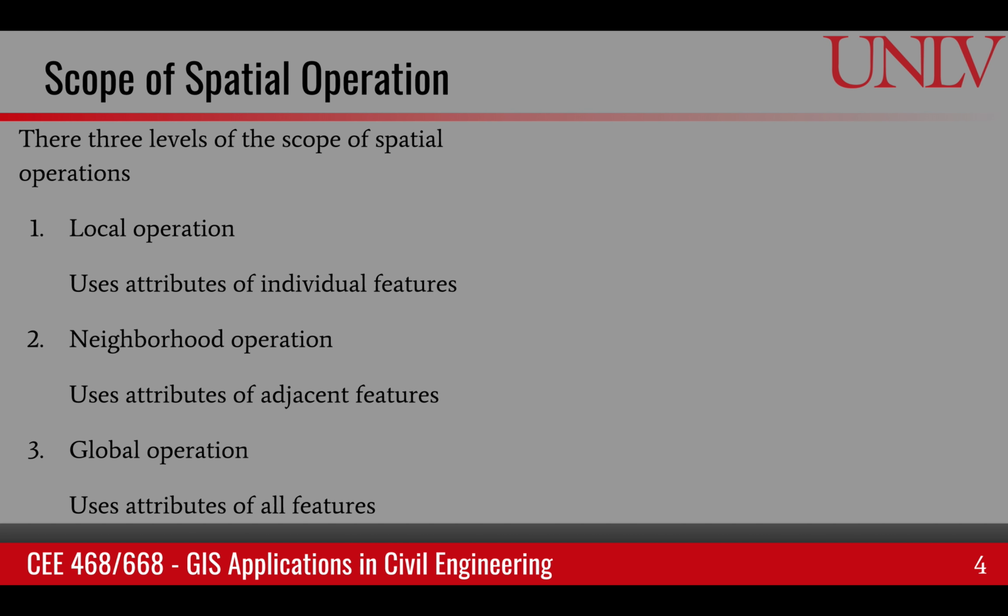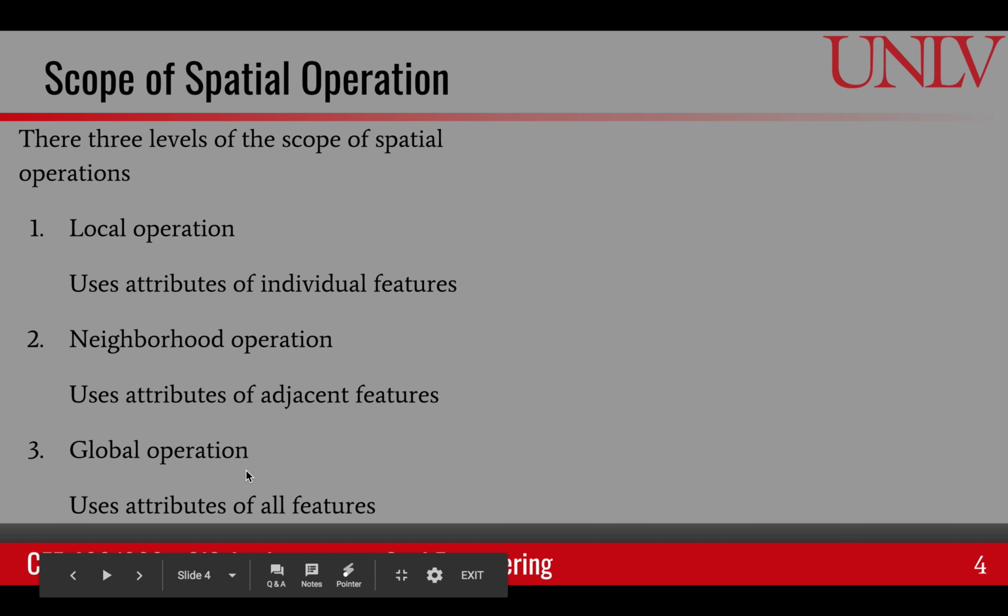One of the important things when we are applying spatial operations is the scope of operation. When we apply the operation, where does it apply? So there are three levels of scope. The first one is called the local operation. This is only applied to the individual feature. Then the other one is the neighborhood operation, where the operation is applied to the adjacent features. And finally, global operation, where the operation is done on all the features.